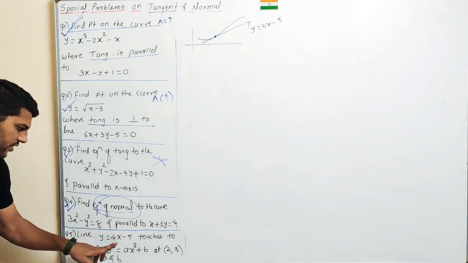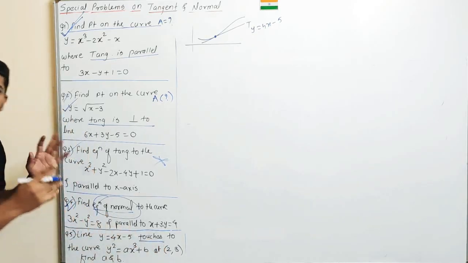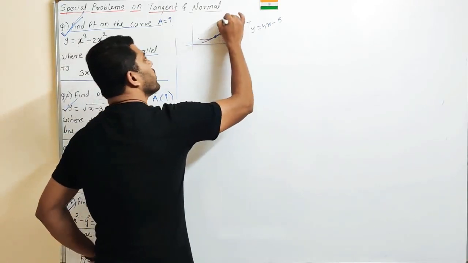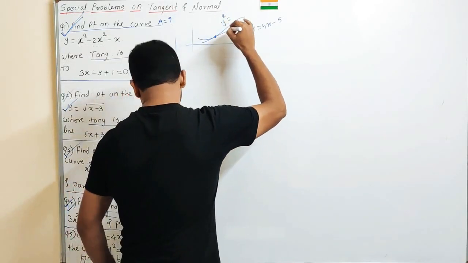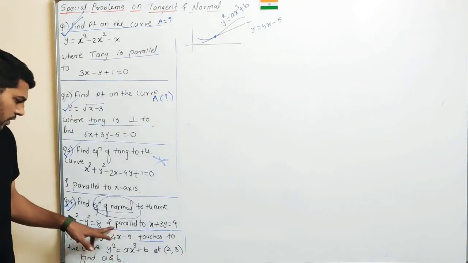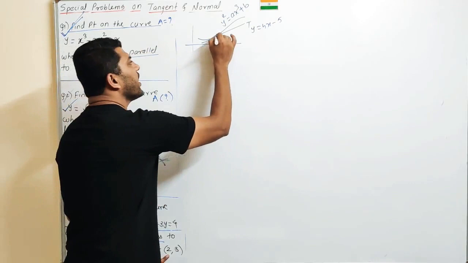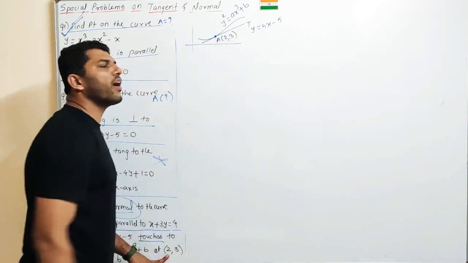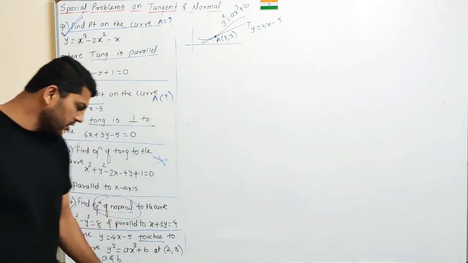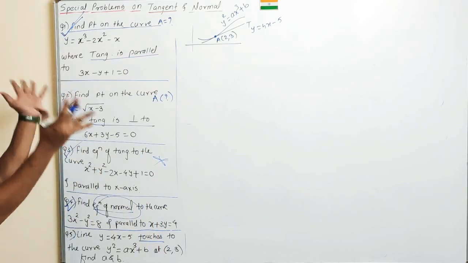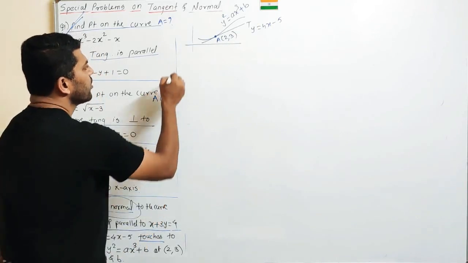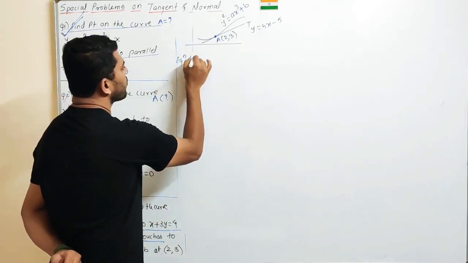So understand, friends, this line touches means this line is tangent. So this line touches this curve, and the equation of curve is y squared equals ax cubed plus b. Am I right? So this is the equation of curve, this is the equation of tangent, and this is the point where the tangent is drawn. So (2, 3) is the point where the tangent is drawn. And at the end, with these data points, we have to find the values of a and b. Very interesting one.